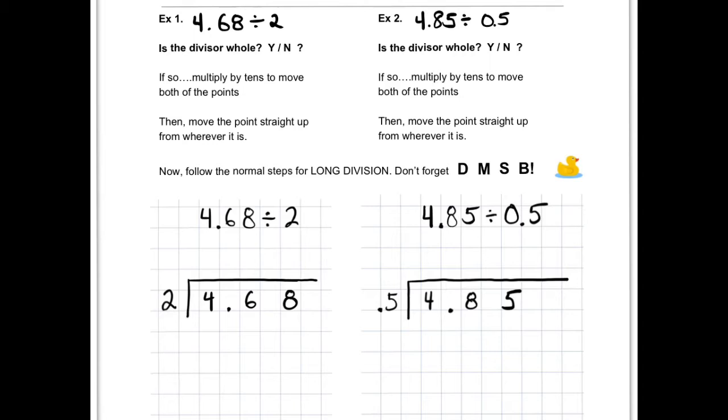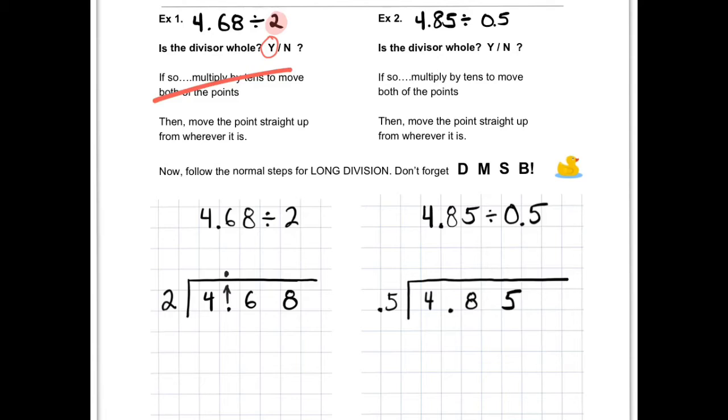First of all, is the divisor whole? Remember, the divisor is the number that's dividing into. That's the 2. So is the divisor whole? Yes, it is. Because the divisor is a whole number, we don't need to change it. So we go to our long division problem and make sure that our decimal point moves straight up to the quotient. Now we complete the long division problem exactly like we would do it if it was whole numbers.